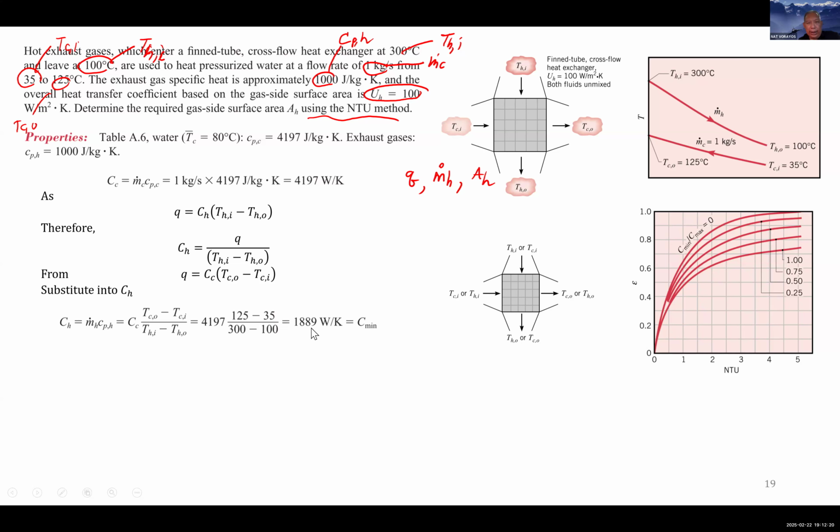1889. At this point, you'll be able to compare your CH with your CC, and find out that CH, in fact, is the C min, and this is C max. Okay, so because epsilon equals Q over Q max.